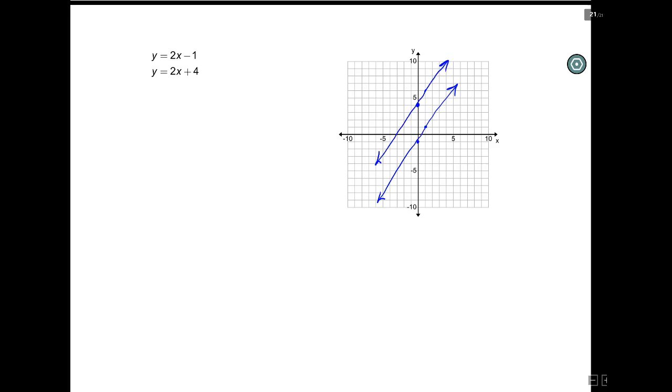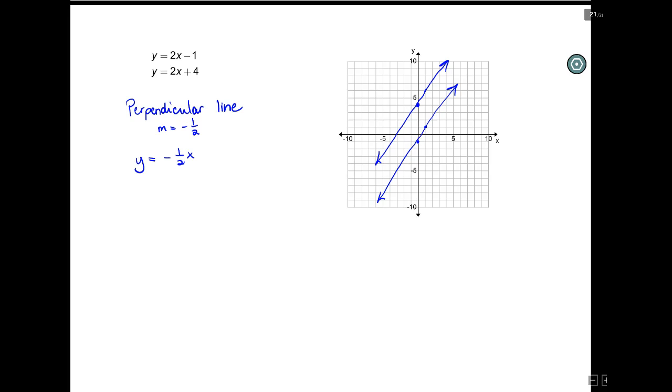Now what we want to try to do is find a perpendicular segment to both of those lines. So what we're going to do is create a line that goes perpendicular to both of them. So I know my perpendicular line has to have a slope of -1/2. Okay. Now I'm going to have -1/2 x.